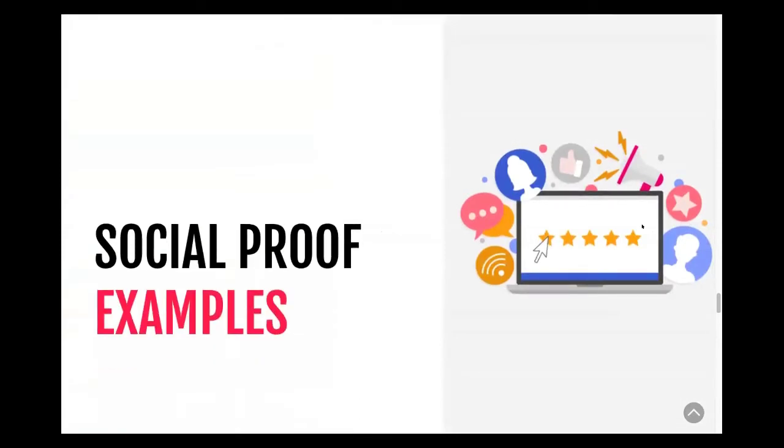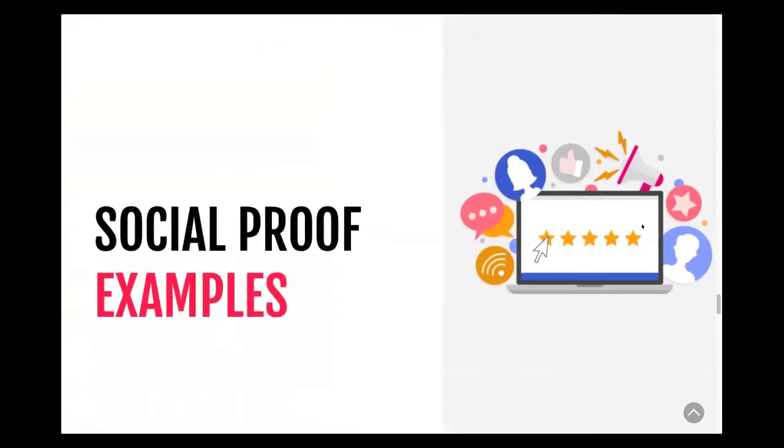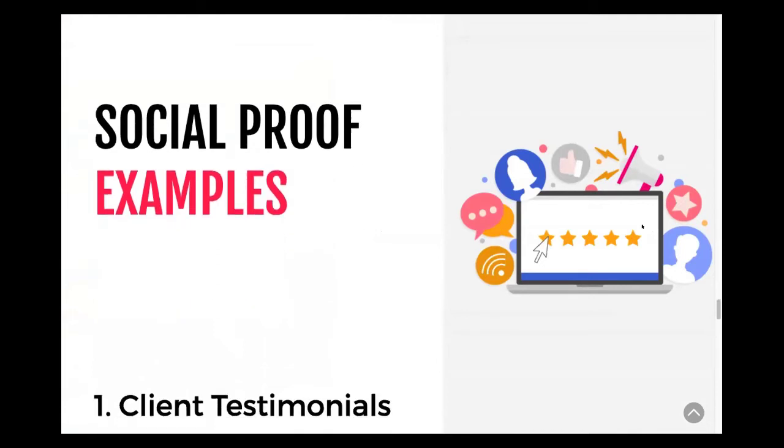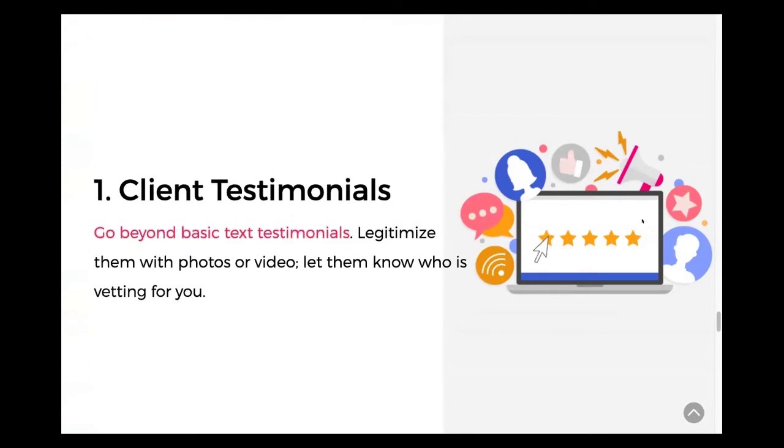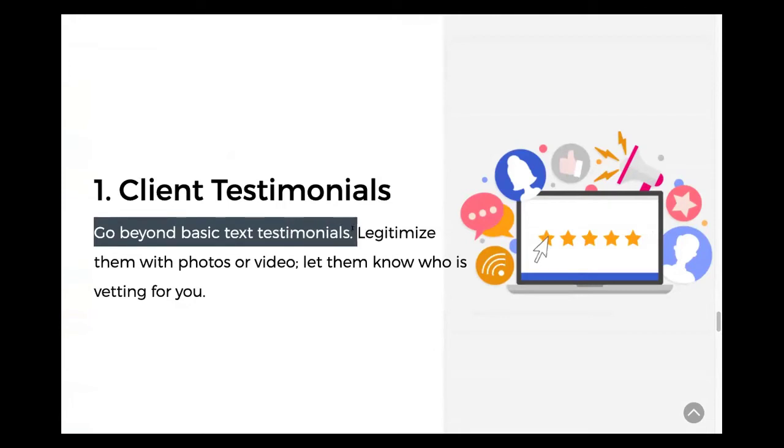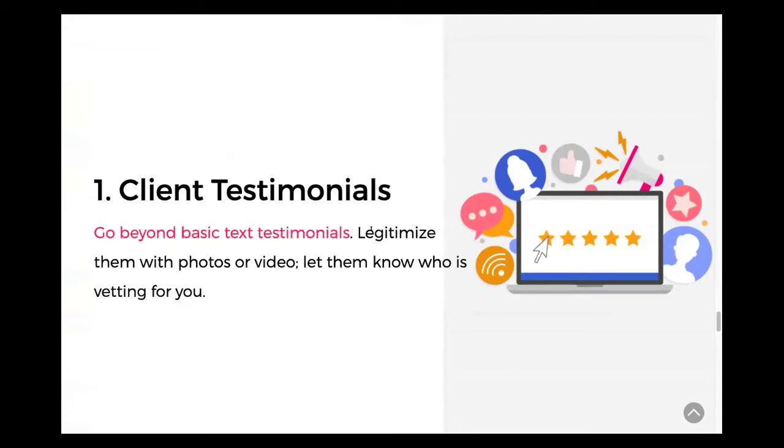Social proof examples. I'm going to go through the 4 main methods of social proof when it comes to real estate, and then I'm going to show you how top agents themselves are leveraging social proof. Okay. So the first one here is client testimonials, right? The main highlight here is I need you to go beyond a basic testimonial of just text, right? Having someone's name and what they said about you, okay, that's one step forward, but you've got to legitimize it. You need to take your testimonial to the next level.